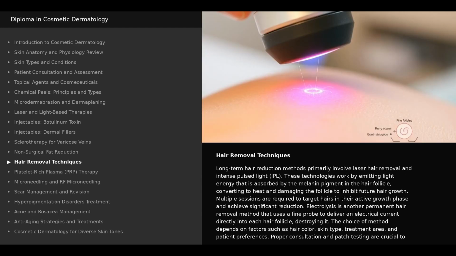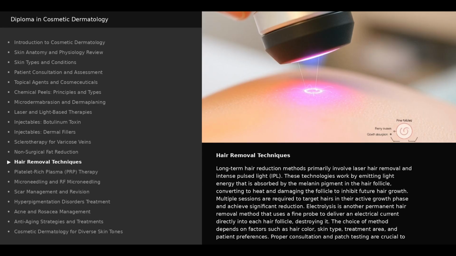Long-term hair reduction methods primarily involve laser hair removal and intense pulsed light, IPL. These technologies work by emitting light energy that is absorbed by the melanin pigment in the hair follicle, converting to heat and damaging the follicle to inhibit future hair growth. Multiple sessions are required to target hairs in their active growth phase and achieve significant reduction.